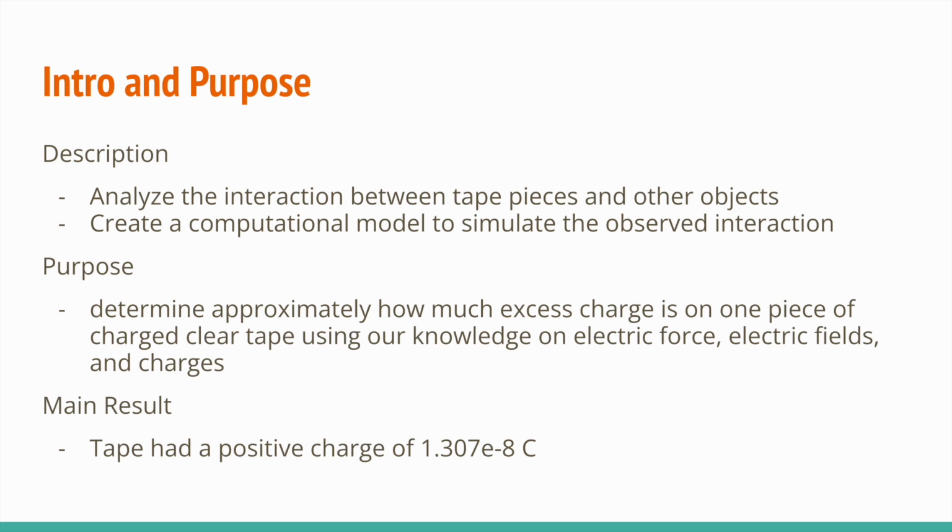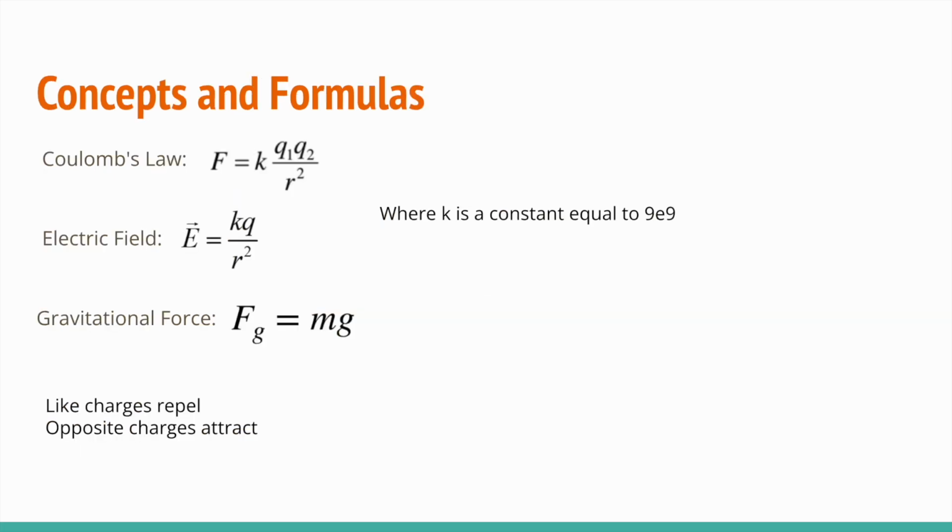The main result of this lab is that the tape had a positive charge of 1.307 times 10 to the negative 8 coulombs. The three important formulas that I used were Coulomb's law, the electric field formula, and gravitational force, where K in these formulas is a constant equal to 9 times 10 to the 9th. Also, one of the important concepts that I used was that like charges repel and opposite charges attract.